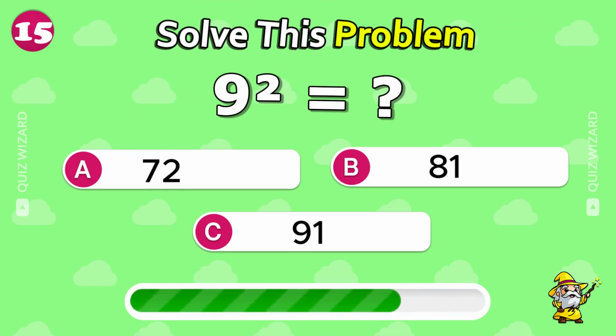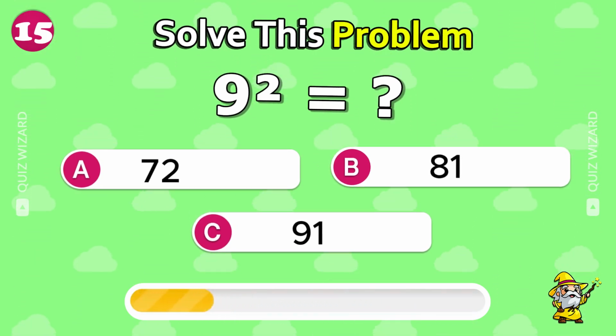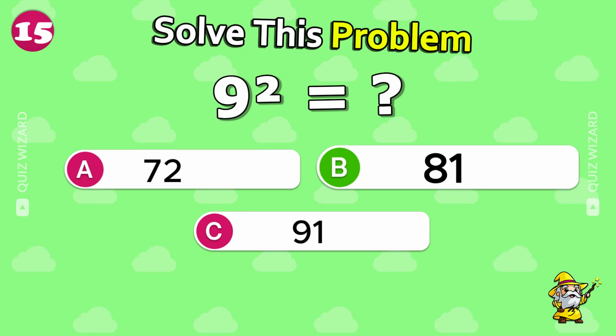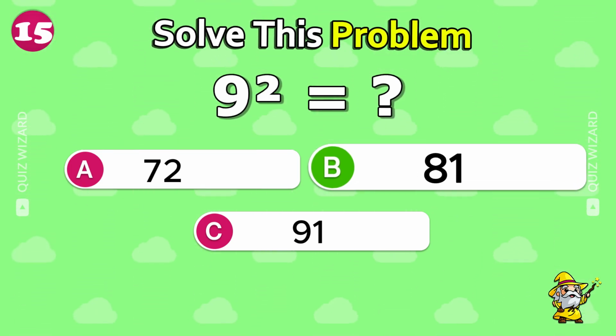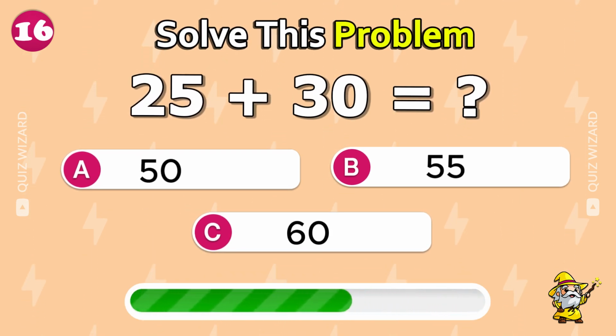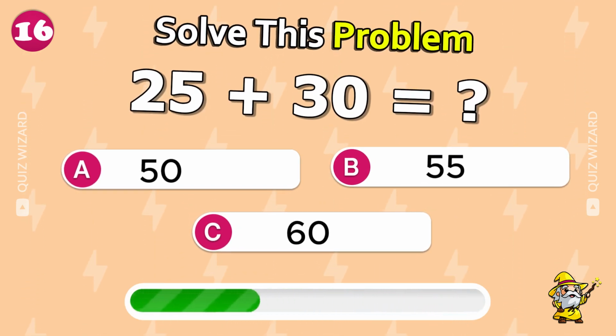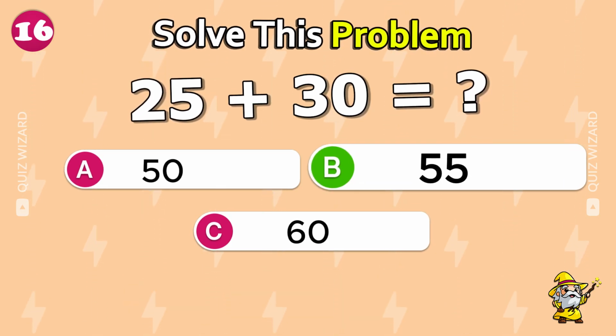How much is 9 squared? 72, 81, 91. Answer is 81. Can you solve 25 plus 30? 50, 55, 60. Answer is 55.